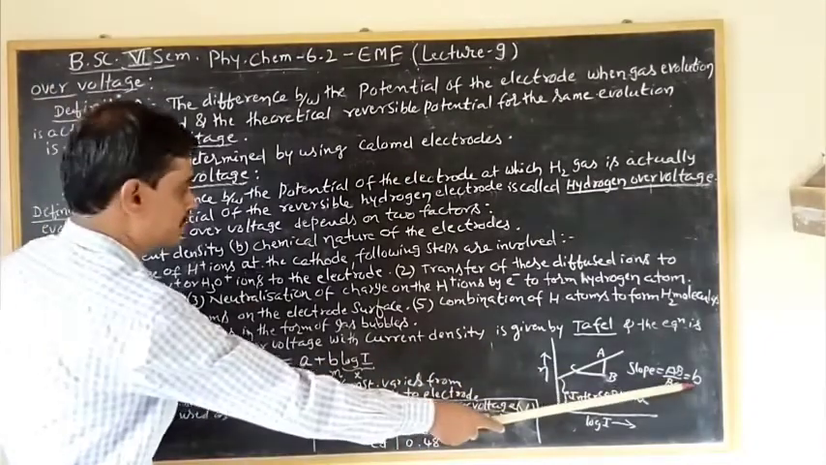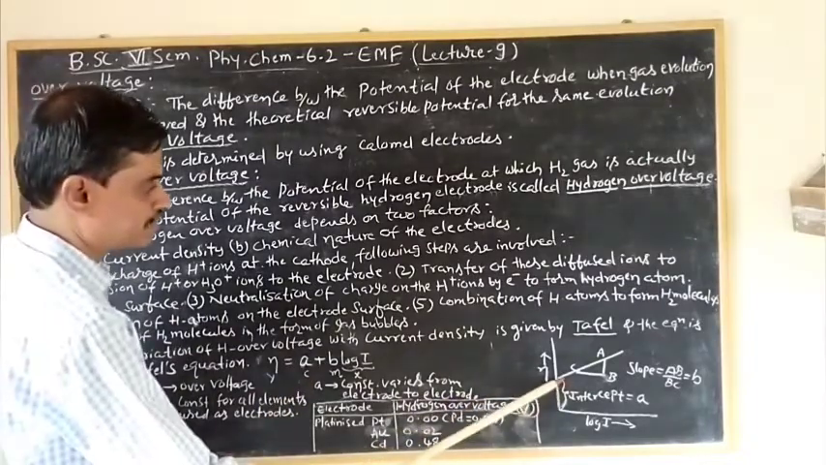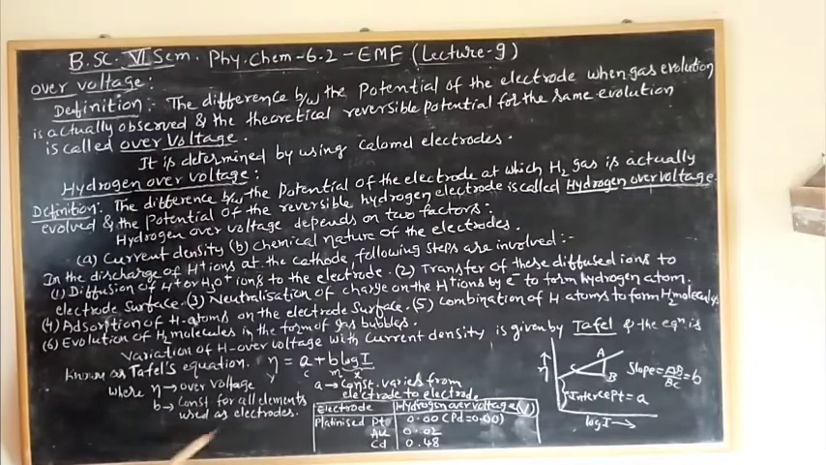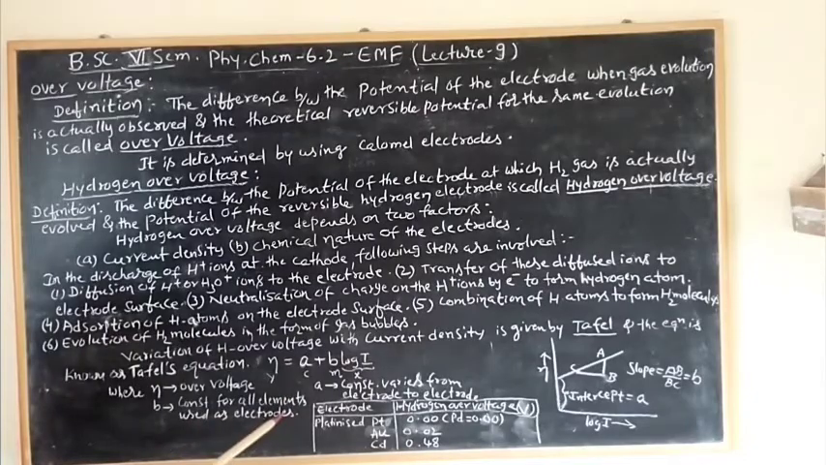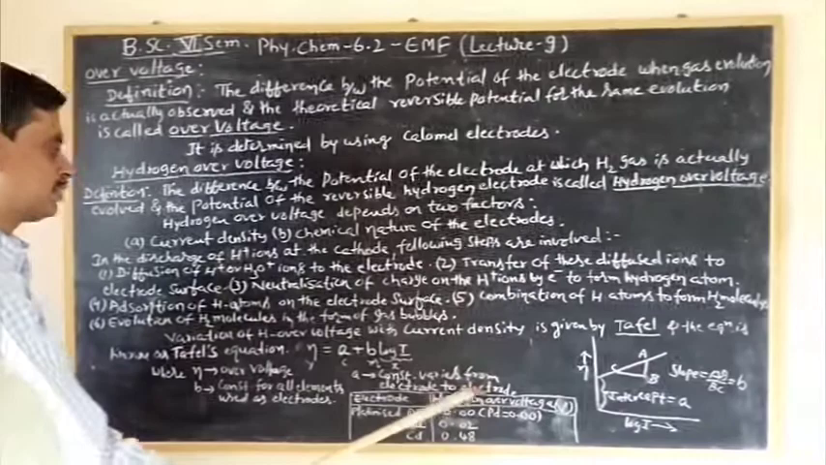So this slope is equal to B here, and this A is nothing but the intercept. So this is the intercept from this to this. This is nothing but A. So I had written this thing. Eta is called over voltage. B is constant for all the elements used as electrodes. Then A is a constant that varies from electrode to electrode.